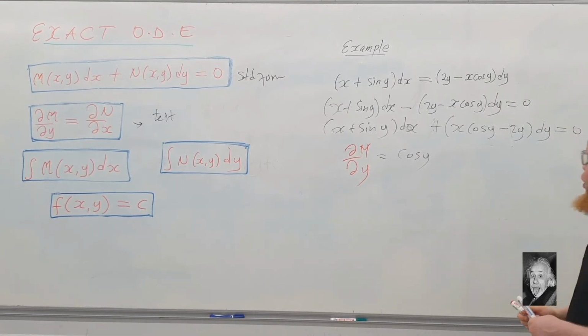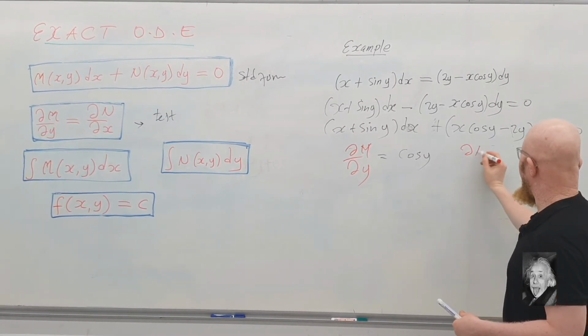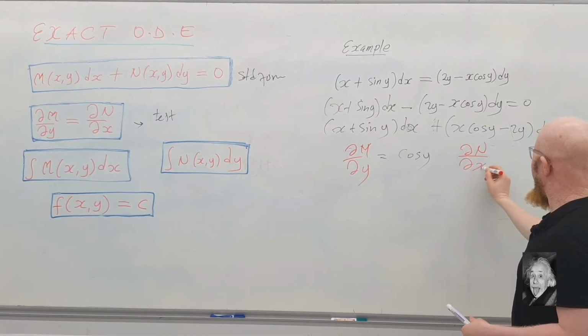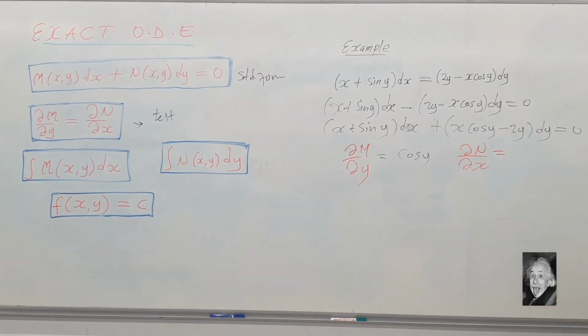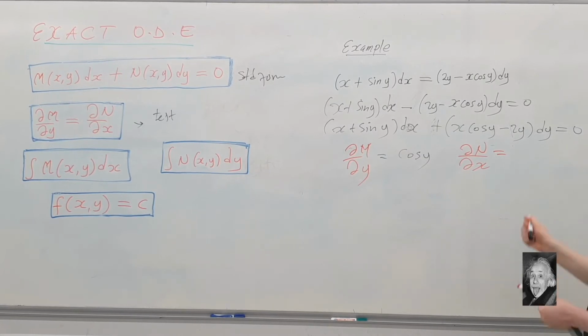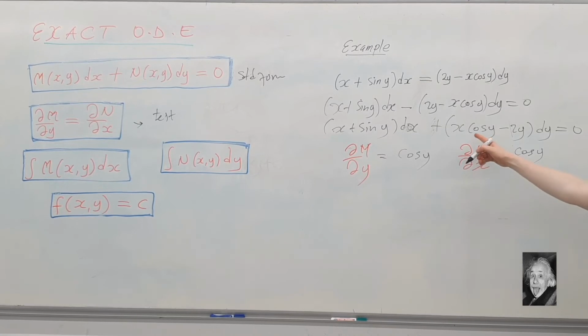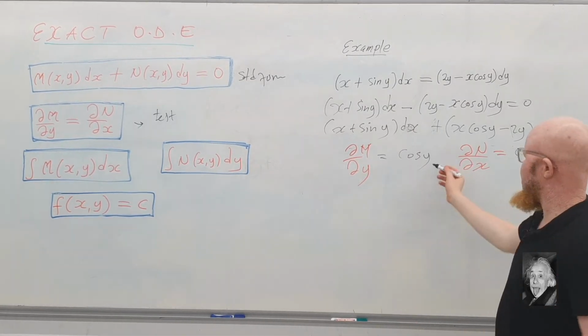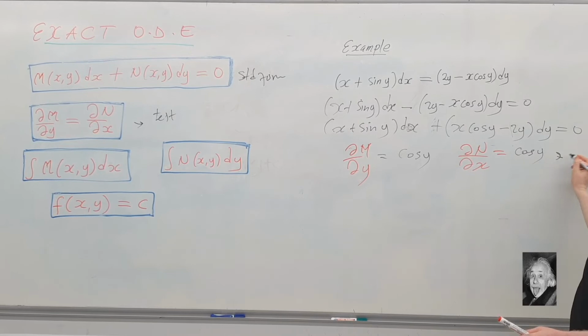So let's now differentiate this one partially. The differentiation of N with respect to x. As you can see, that means our y is constant, since it is partial differentiation. So I will differentiate x, which is 1. So here it will be cos y for this part, and this is all constant, so it's 0. So as you can see that this is equal to this, then this is exact.